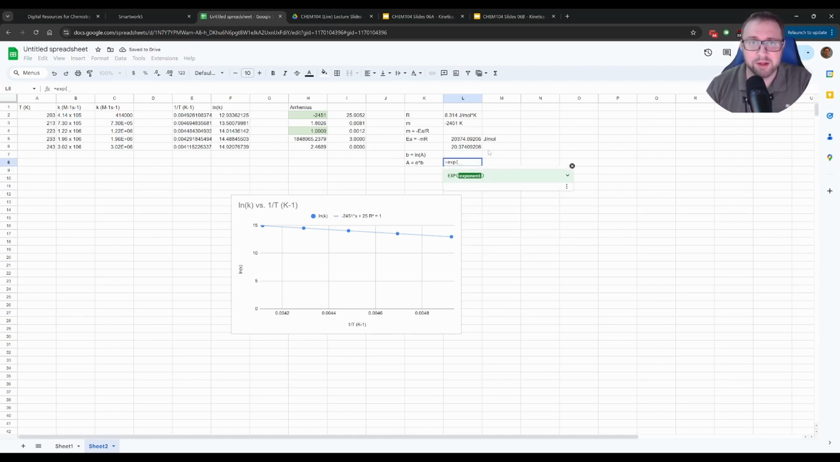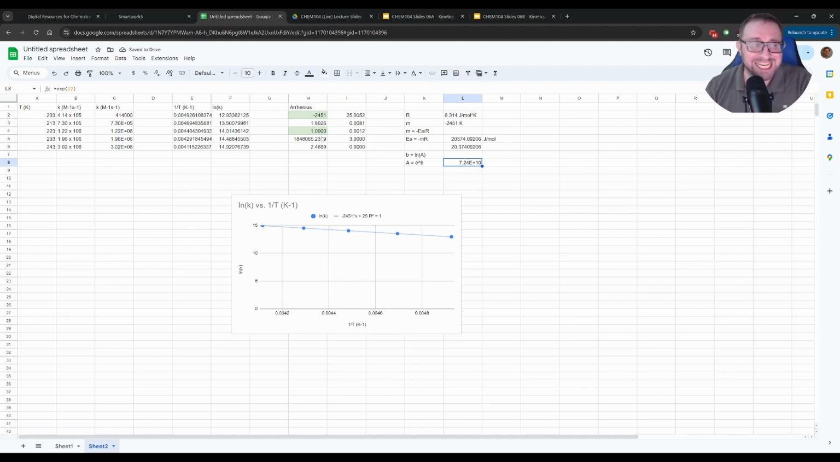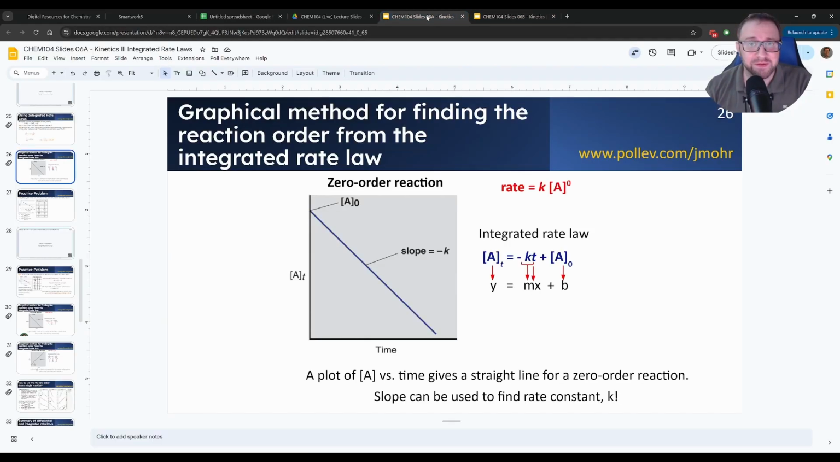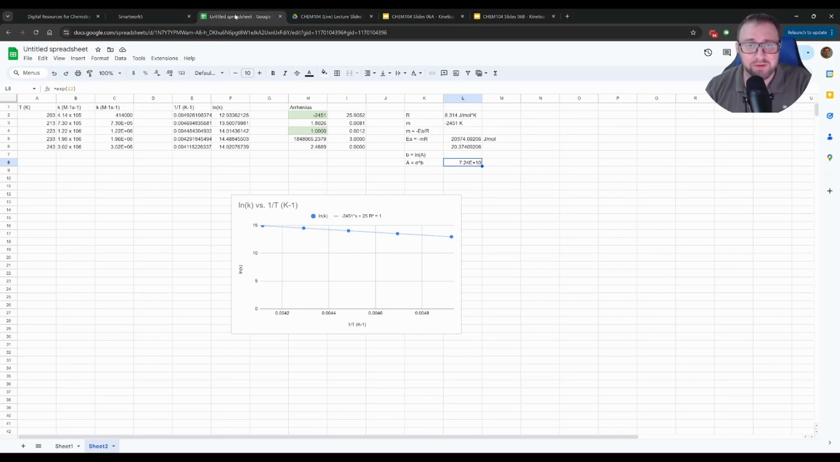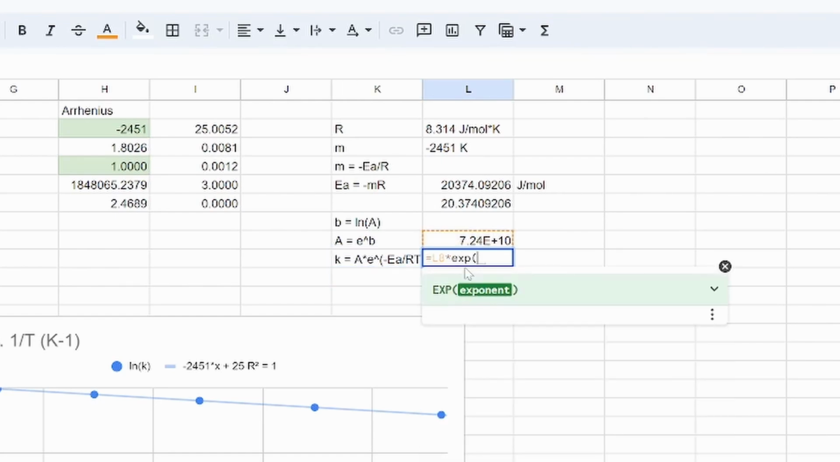And we could do that, right? We could exponentiate this value and get our frequency factor. We'd probably want to report that in scientific notation. And then we could use that inside the Arrhenius equation to find K at a specific temperature, right? We're told to find K at 300 Kelvin. So we know K is equal to A times e to the negative Ea over RT. We have our A value times e to the negative this value divided by R.